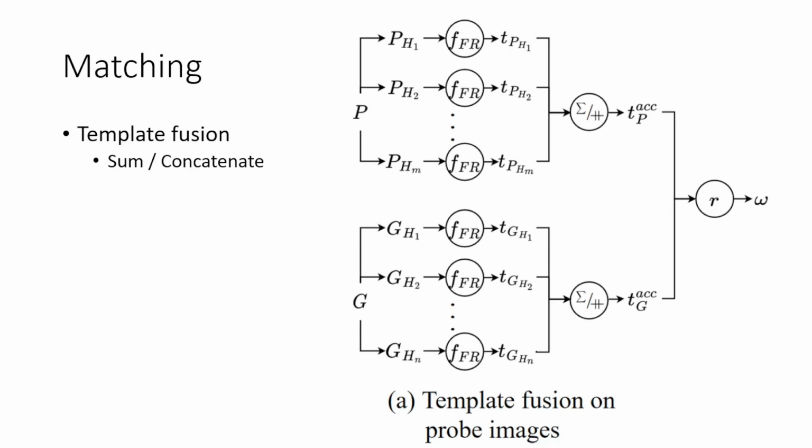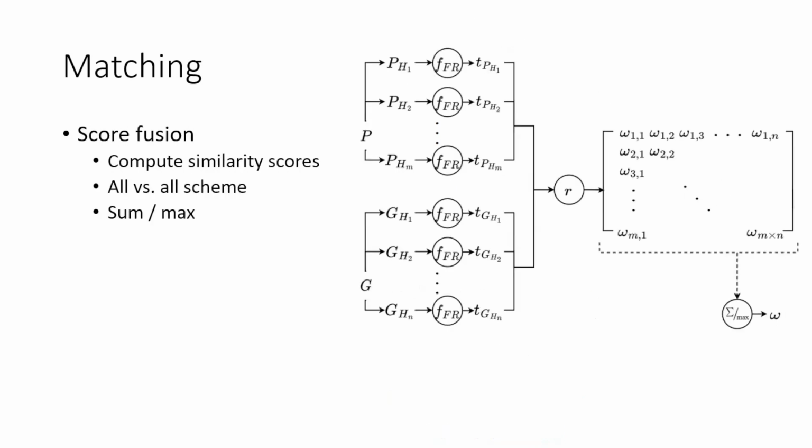And the other option is score fusion. Here we just compute the correlation similarity scores between all possible pairs of probe and gallery templates. Then we can either take their sum or just use the maximum similarity score between all of the generated scores.